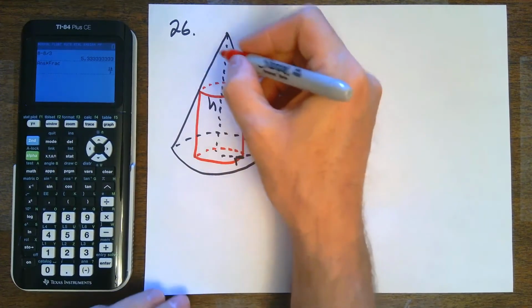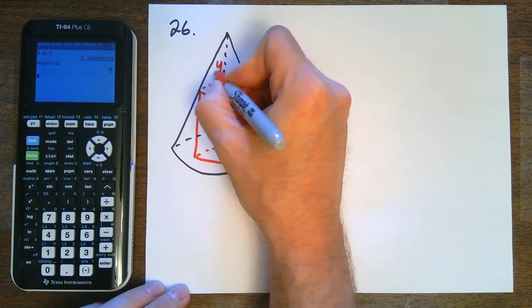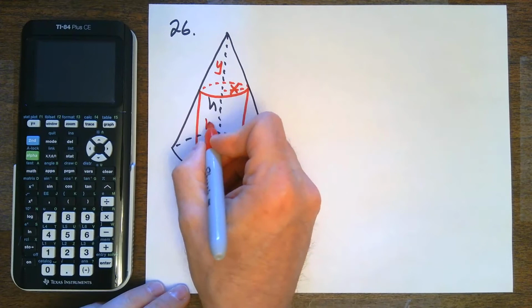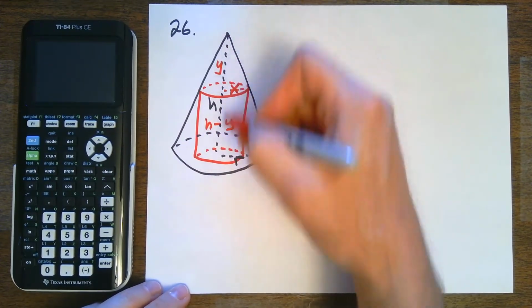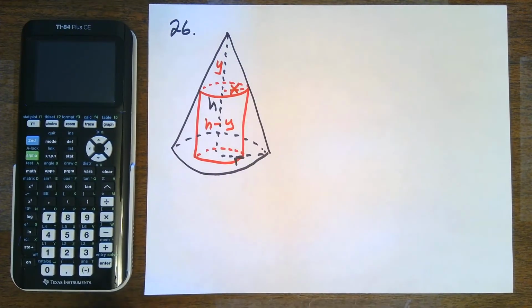And if I call this height up here y, then the height of the cylinder would be h minus y. Take the whole height of the cone and subtract the bit that's up here, and I would get just the cylinder. Now, why am I doing all of this? Oh gosh, the diagram's getting pretty messy here.